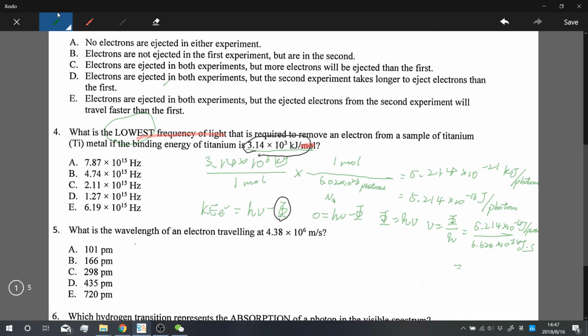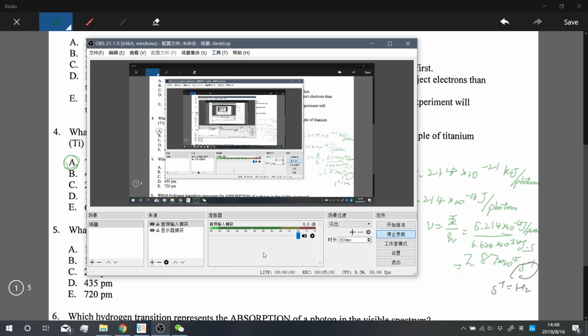And that exactly equals 7.87 times 10 to the 15 per second, which, if you remember from the previous videos, is hertz. So they're exactly the same thing. So as you can see, this answer is exactly answer A, which is the correct answer. Okay, that's it. Let me switch it out.